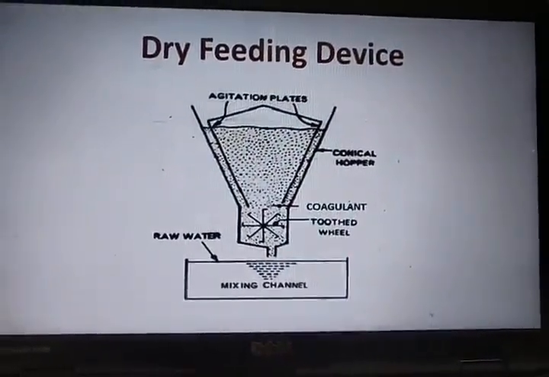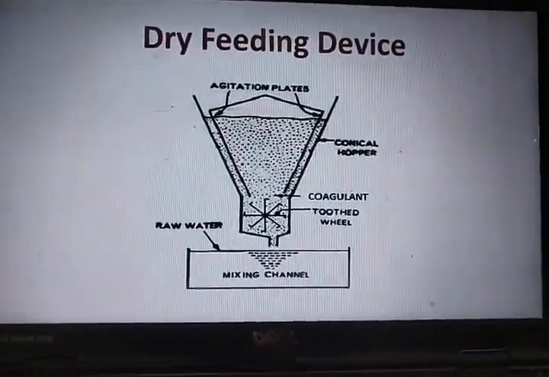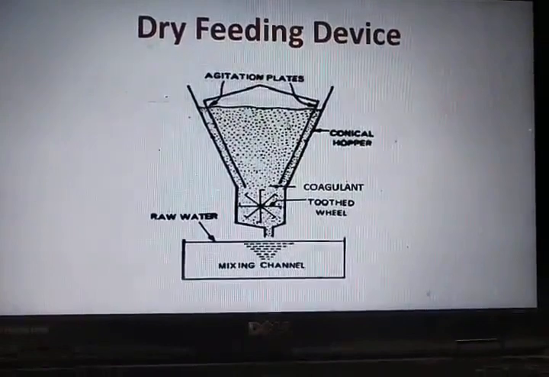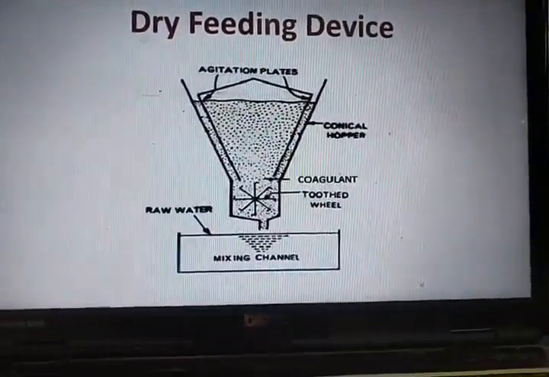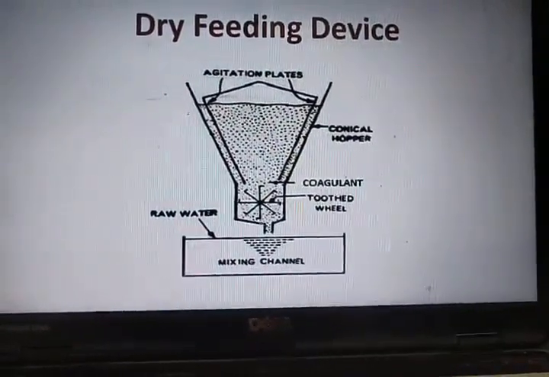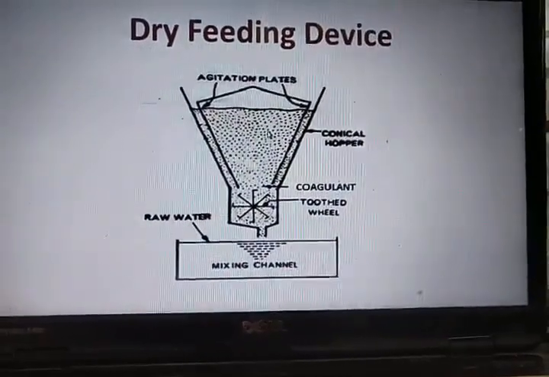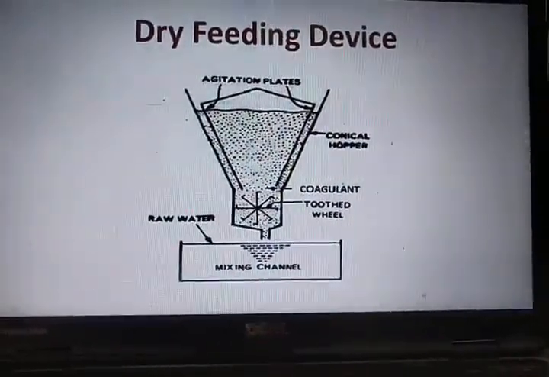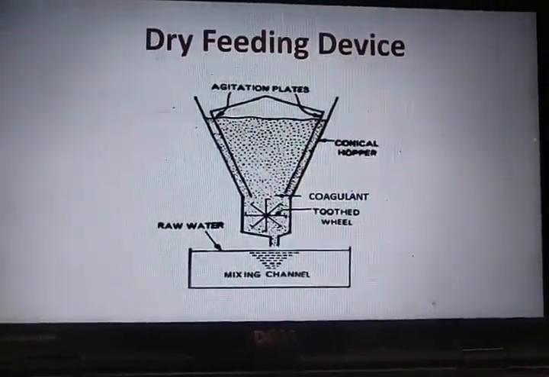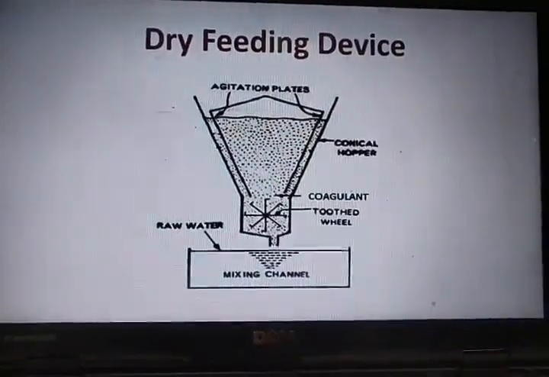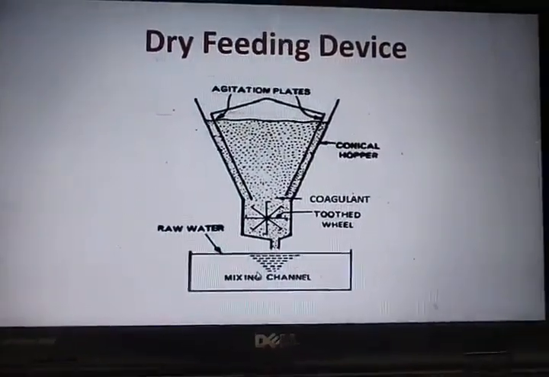This is the arrangement in a dry feeding device. Here you can see a conical shaped device consisting of agitating plates, and the alum is directly put into this device. As you can see here, this is a toothed wheel arrangement, so that it will powder the alum which is put in the form of briquettes or small blocks of alum, so that it shears the material and breaks it into powder, and it facilitates better mixing in this mixing channel when it comes in contact with the raw water.